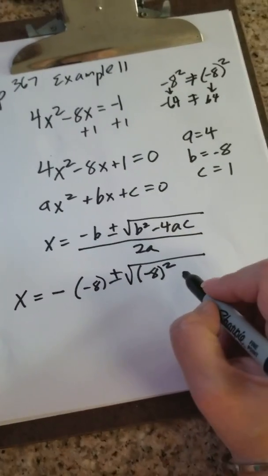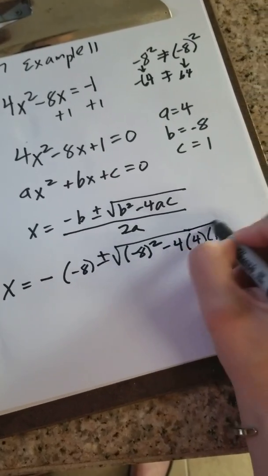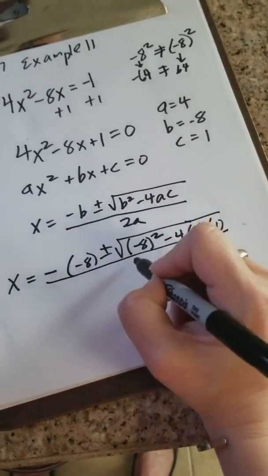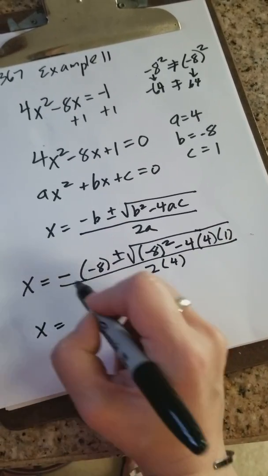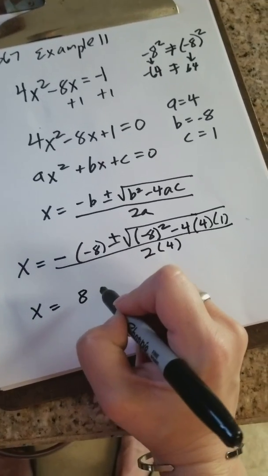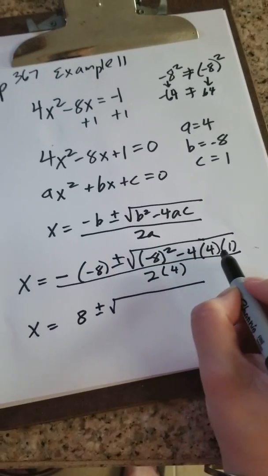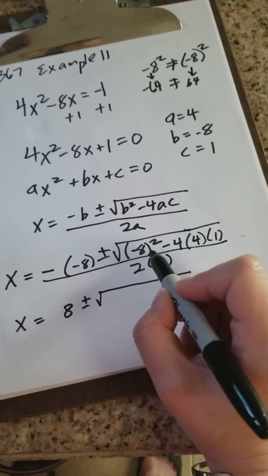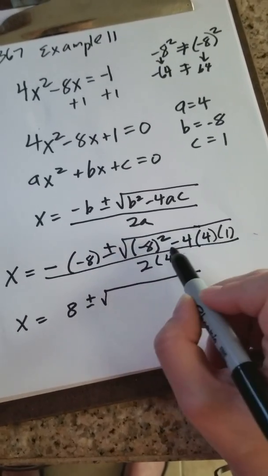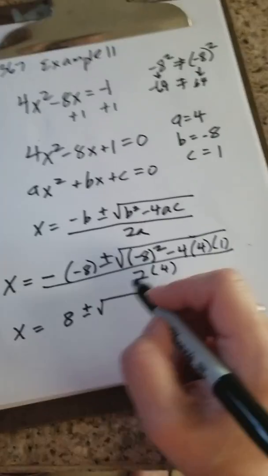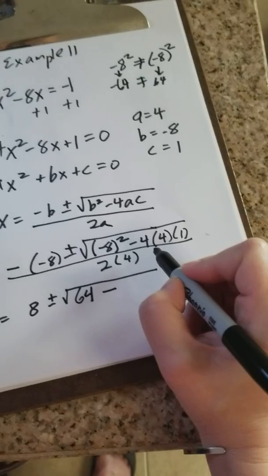So b squared minus 4, our a was 4, and our c was 1, all over 2 times a, which is 4. So x equals negative negative, that's a positive 8, plus or minus square root. Underneath this radical, this is called the discriminant, and the negative 8 squared minus 4 times 4 times 1. Order of operations says we square first, so negative 8 squared is 64, minus, and then we would multiply.